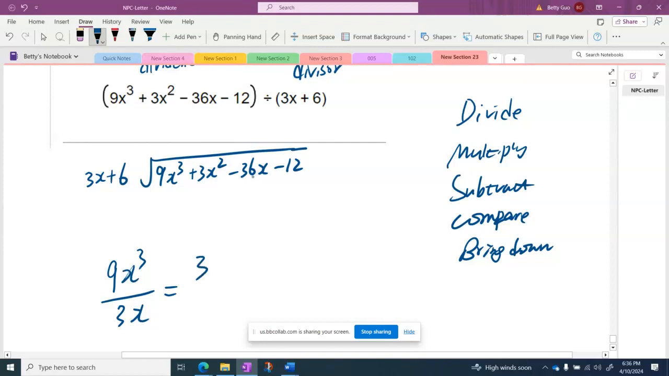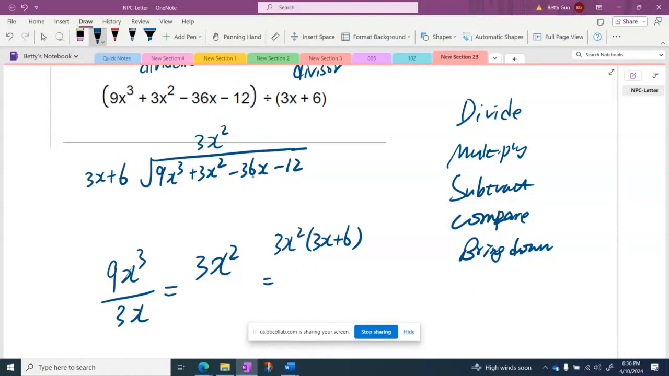Quotient rule, 9 over 3 is 3, x cubed over x squared. And I place the quotient right here on top of the roof. And then multiply the quotient we just got by the divisor. Divisor is 3x plus 6 right here. Distribute, 3 times 3 is 9, x squared times x cubed. 3x squared times 6, 18x squared. And I'm going to place this multiplication, the product, right under the dividend. So 9x cubed plus 18x squared.